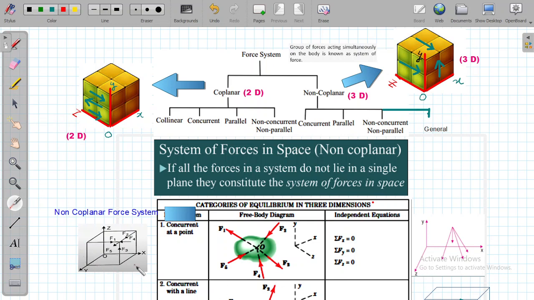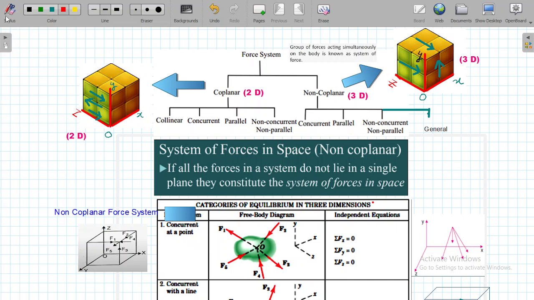This is one example. If you look at this cube, all these forces, whether F5, F3, F4 or F1, are concurrent at this specific point. You can see it in the cube. Another example is a tripod, in which these different legs are in space and all converge at this unique point. So this is another example of a non-coplanar force system which is concurrent at a point.